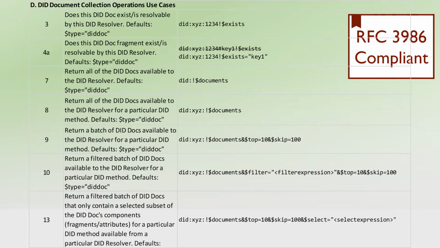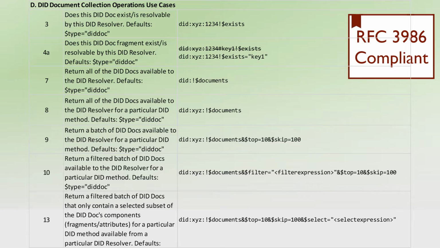DID document collection operations. Here it's assumed that there's a collection of DID documents and you want to return some or all of them or some subset. Use case 3 tests for existence of a single one, and that's the one that just returns true or false. The next one is to determine if a particular fragment exists. 7 and 8 we've talked about a little bit already. These return all the DID documents available to a resolver, and 8 is all the DID documents for a particular DID method.